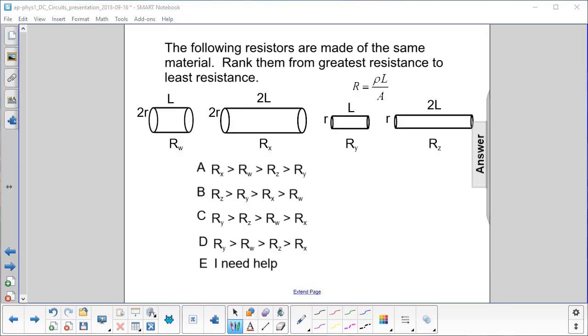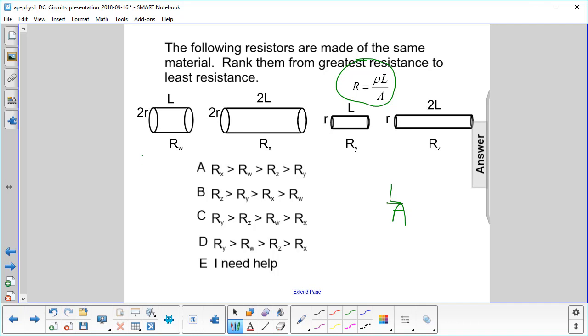The following resistors are made of the same material. Rank them from greatest resistance to least resistance. And here's our equation for resistance. Now they're all the same material, so what we're really looking for is the ratio of the length over the area. Okay, so let's look at the first one.